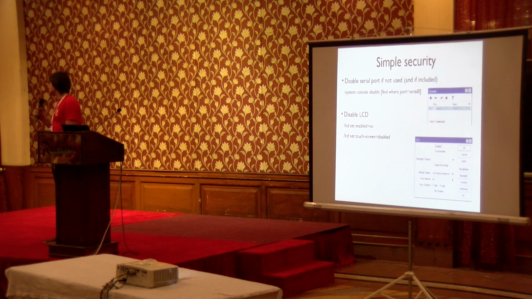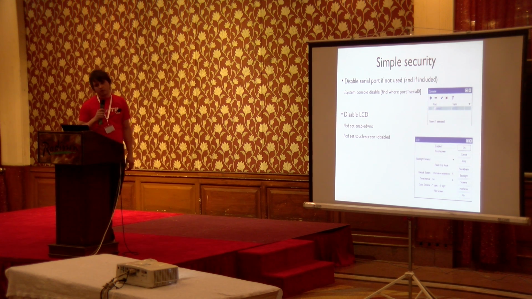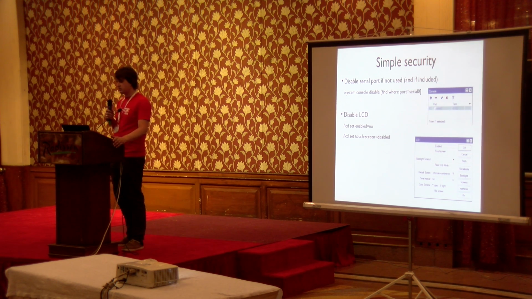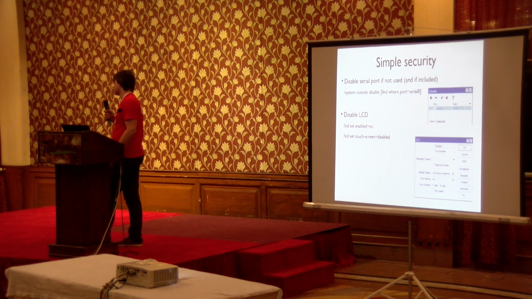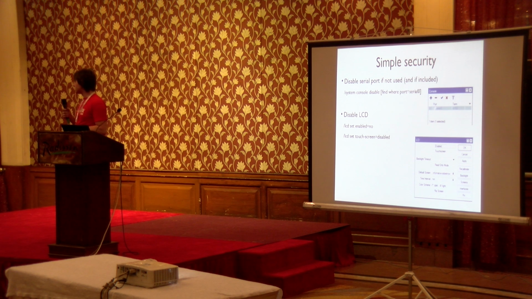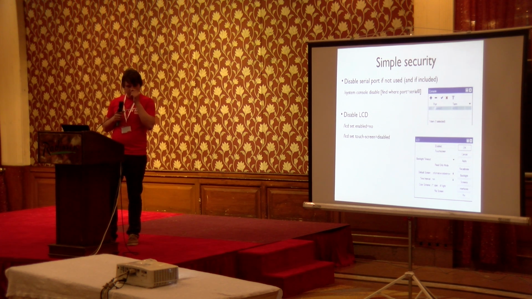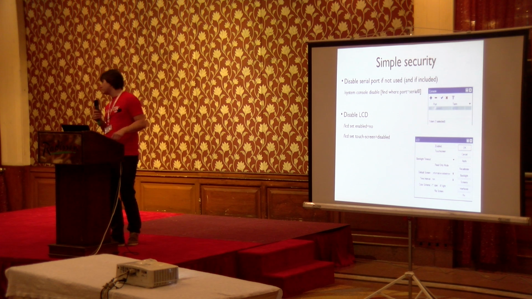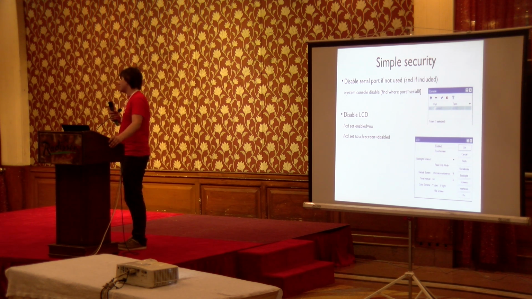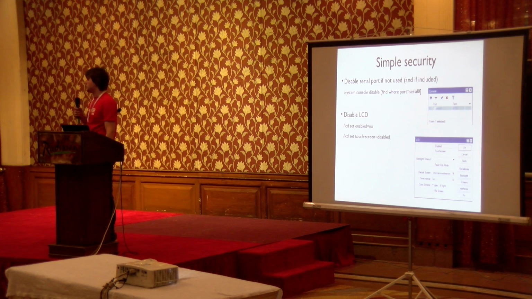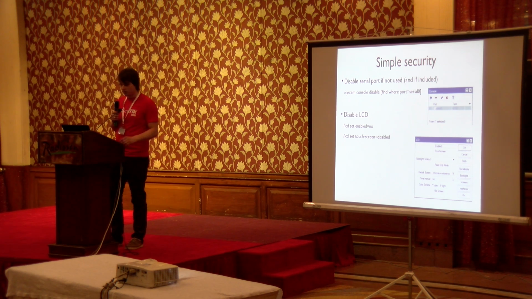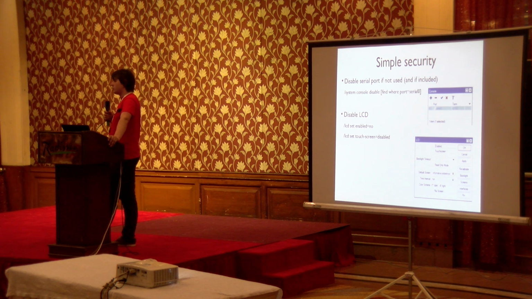There are some models that support a serial port. Again, this gives you an extra possibility to debug things and to connect to your router. But if the router is located in a public place, it would be better to disable this port. And the LCD shows useful information about your router, about the traffic.